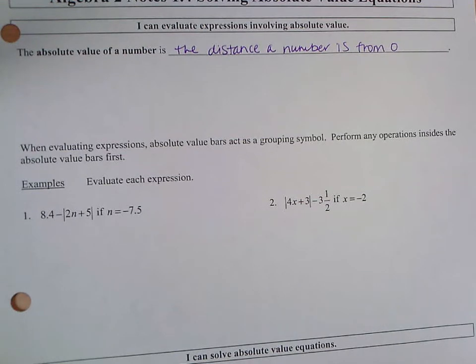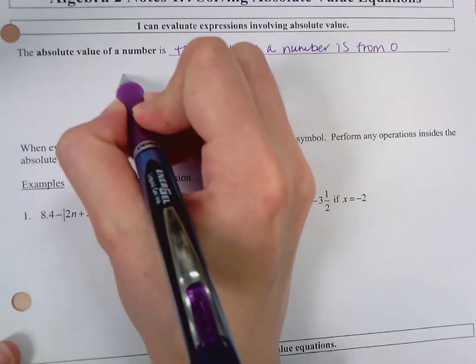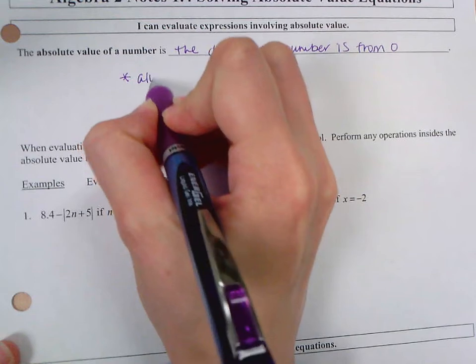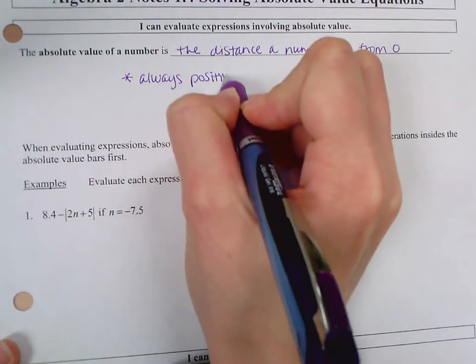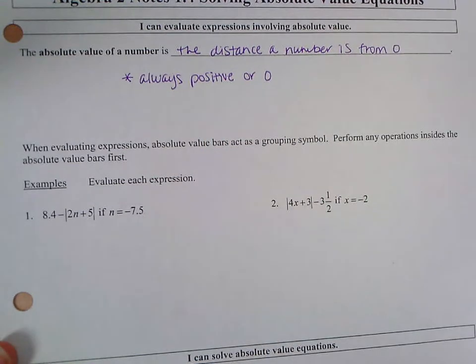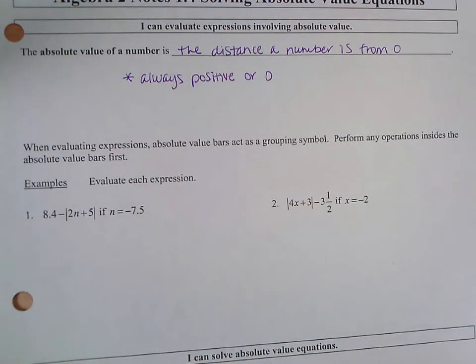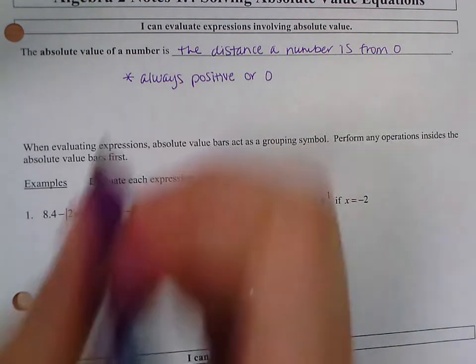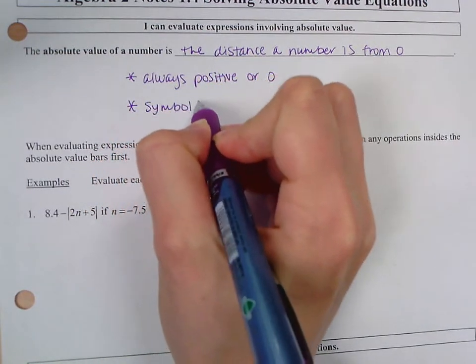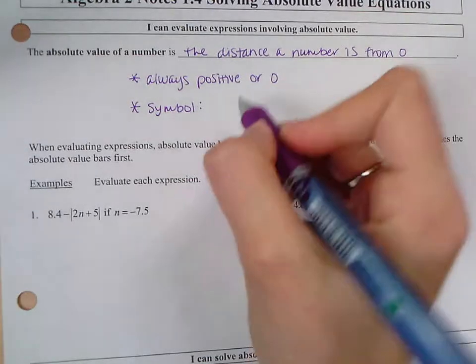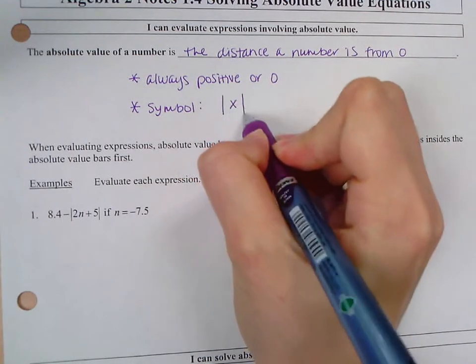It's always positive, or it could also be 0 since 0 isn't positive or negative. So the absolute value of a number is always positive or 0, and that's because it's a distance. So absolute value cannot be negative. What's the symbol for absolute value? Yep, 2 vertical lines. So like this would be the absolute value of x.